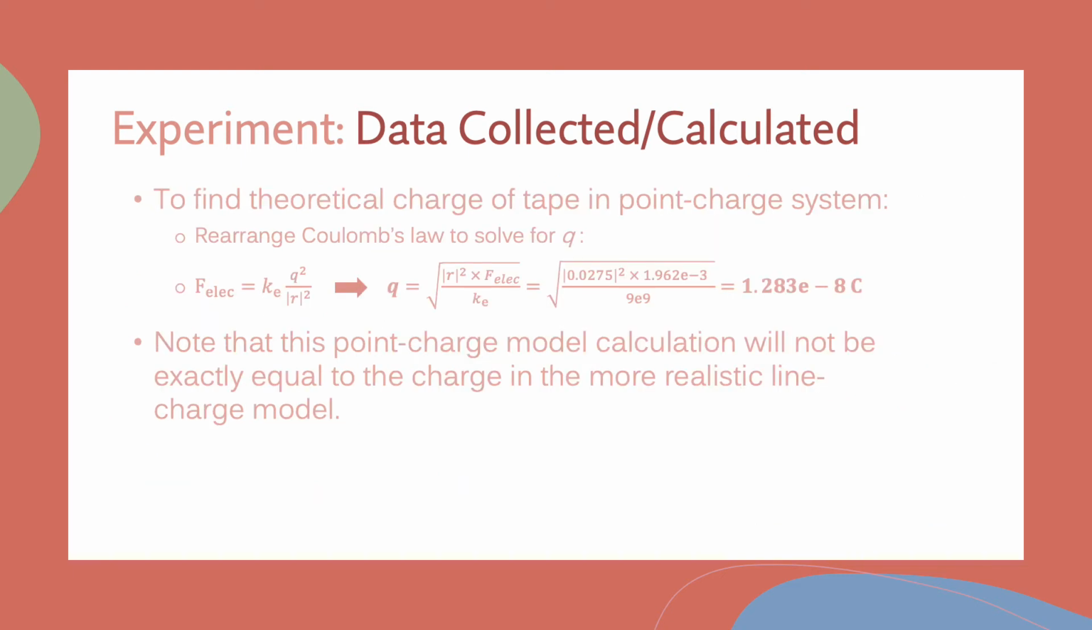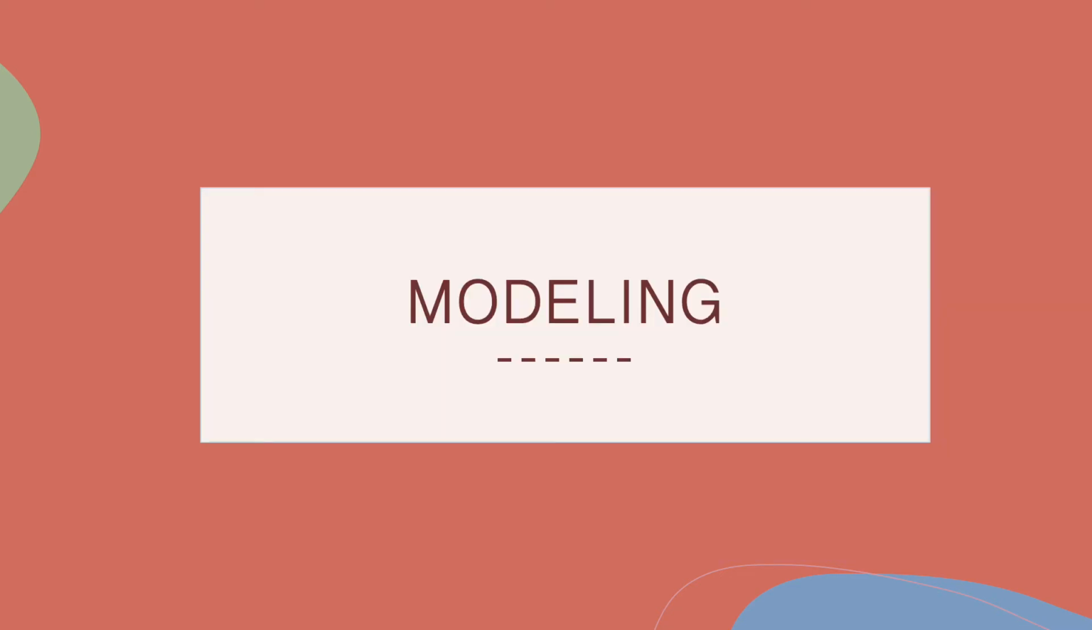In Lab 1, I rearranged Coulomb's law to solve for the theoretical charge of the piece of tape in the point charge system. As will be discussed more later in the video, this calculation will not be the same as the estimated charge in the more realistic line charge model. Lastly, I will show my GlowScript model of the floating tape system.